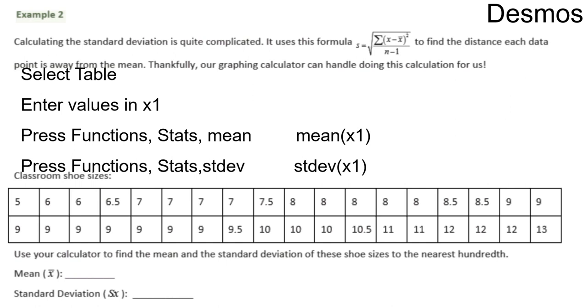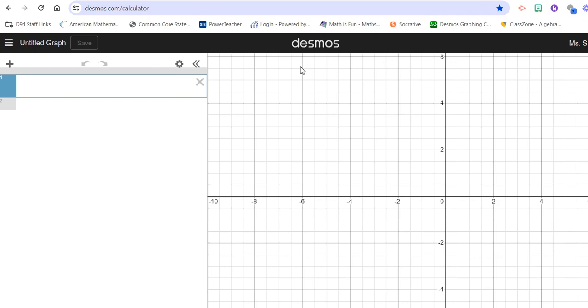We select the table, we're going to enter those values into X1, and then we're going to ask it to perform the statistical analysis for that data set. Whether I want to find the mean or the standard deviation, we can do all of those things. Again, you've got the video attached with more specific keystrokes on those.